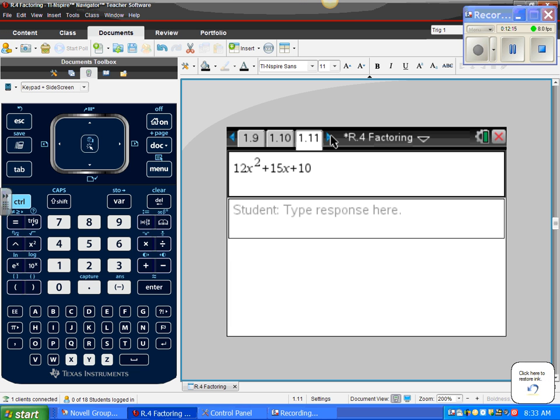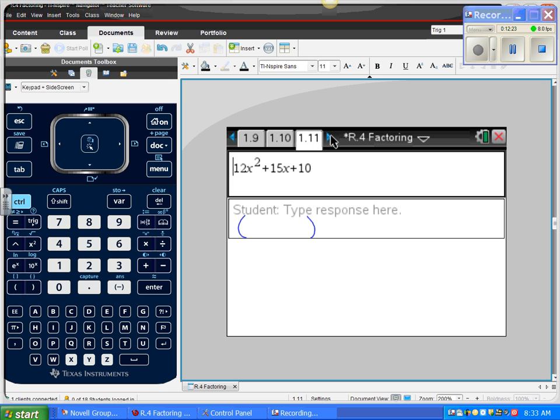So let's try another one. We have 12x squared plus 15x plus 10. All right, so first thing I'm going to do is set that up. I know my signs are going to be plus plus because look what's here, right? That's important. Okay, so now I'm going to start and think about this another way.